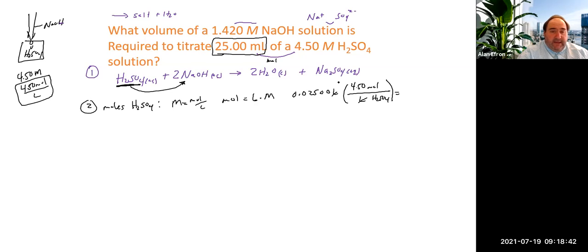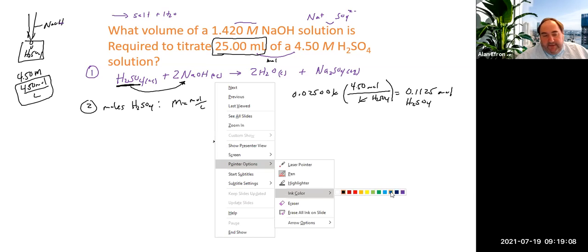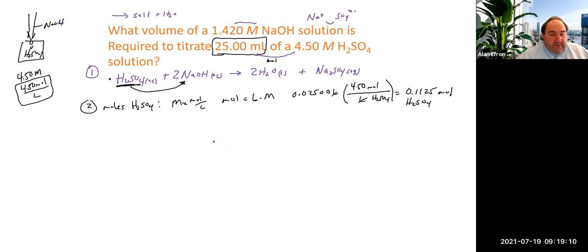Looks like 0.1125 on that. 0.1125 moles in this case. And again, this is sulfuric acid. Any questions on that? If we analyze the pieces of information that were given to us, just to make sure here, obviously, as we just saw, we were given the molarity and the volume of this one, which would allow us to get to moles.